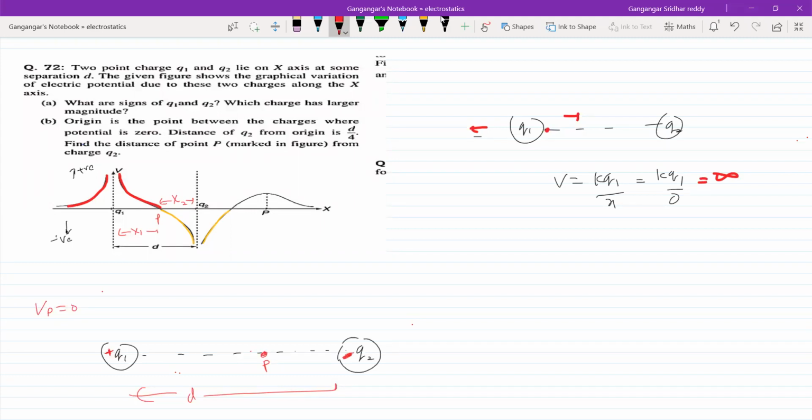What are the signs of Q1, Q2? Okay, we predicted. Which charge has larger magnitude? If X1 is greater than X2, from the diagram, X1 greater than X2. So can you say anything about Q1, Q2? So I'll directly go for the formula. This is the idea which you needed.